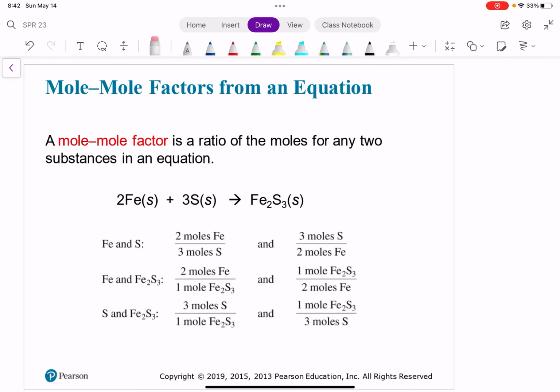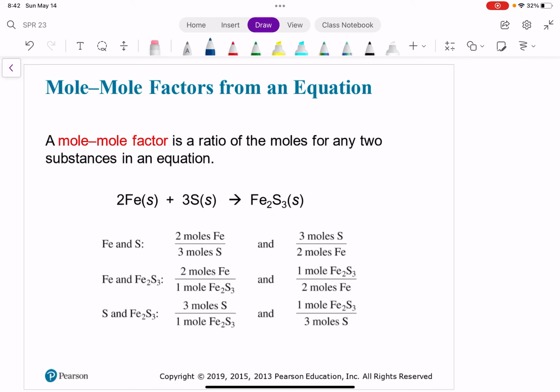A mole to mole factor is a ratio of the moles for any 2 substances in an equation. In other words, how many moles of iron react with how many moles of sulfur in this equation. You can write that just like a conversion factor, with iron on top and sulfur on the bottom, or vice versa. It's just that ratio of how many moles of iron react with how many moles of sulfur, and you can do that with any combination of these substances in your equation.